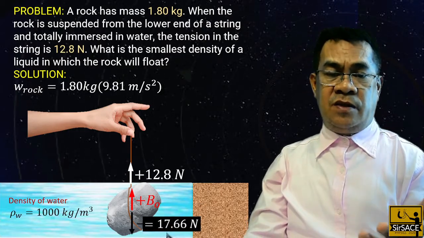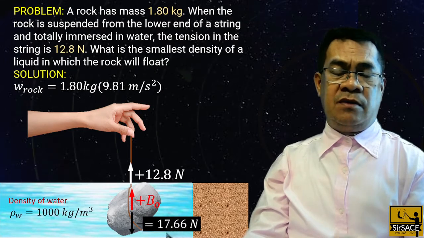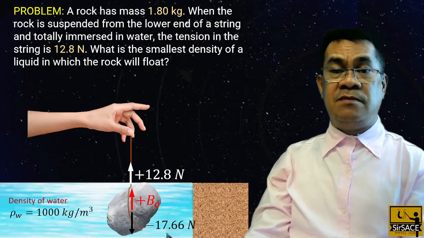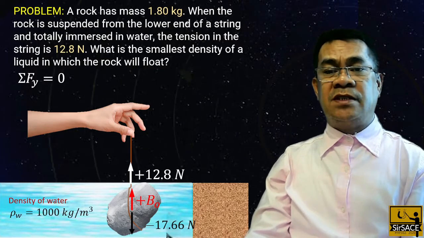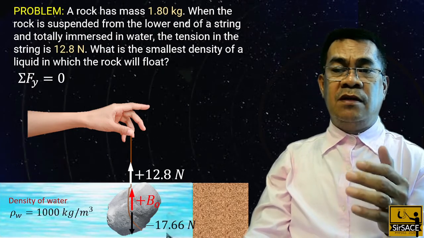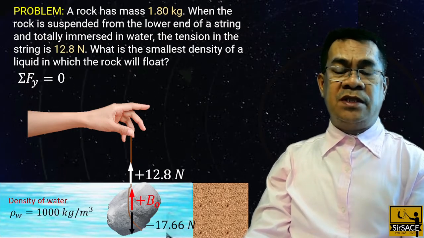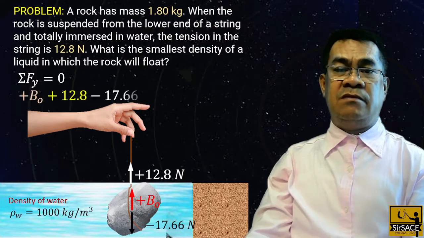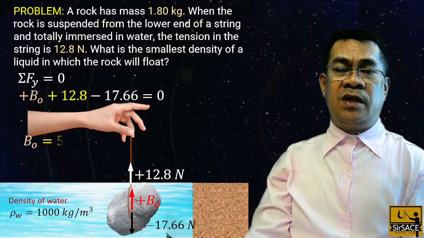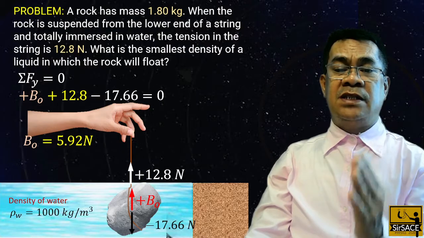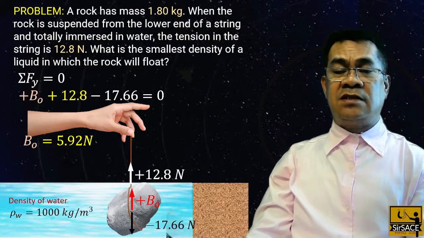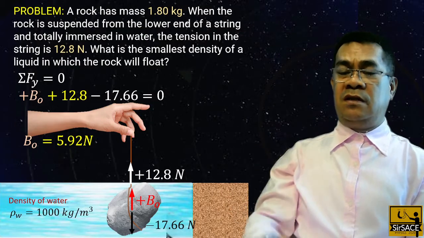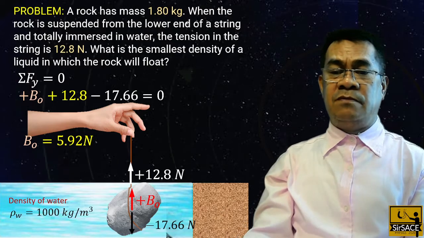So we know that the weight of the stone is downward, and that is negative 17.66. Summing up all forces, applying Newton's law, should be 0. So we have three forces: the positive buoyant force, the 12.8 tension, and the 17.66 downward, minus. Then equate to 0. We can solve for the buoyant force, and it is simply 5.92. Meaning the buoyant force is 5.92 Newton when the stone is submerged in the water.